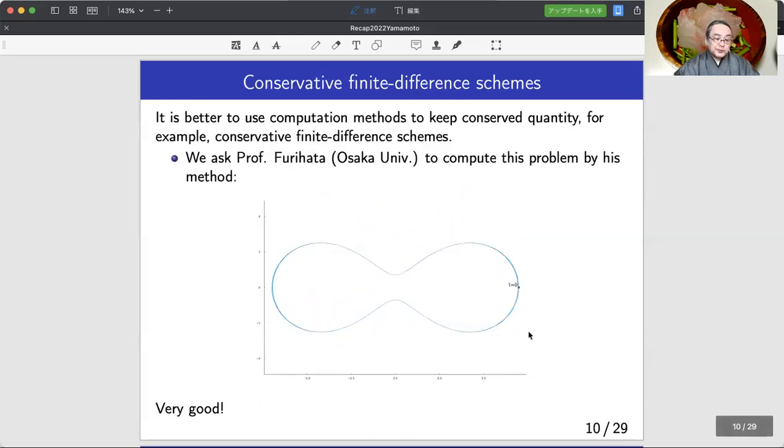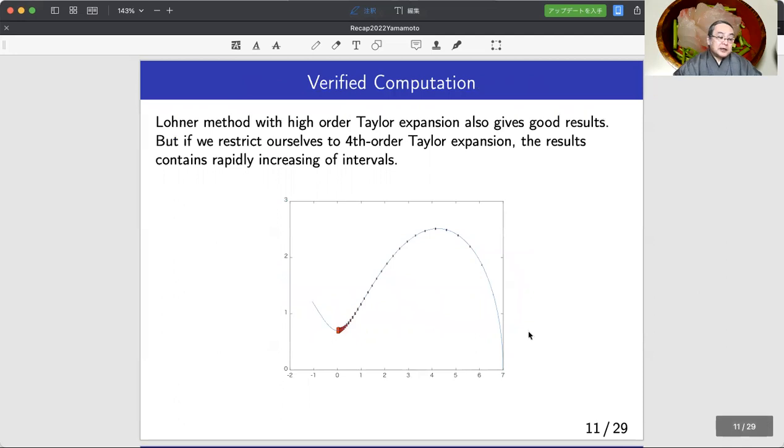It is better to use computation methods to keep conserved quantities. For example, a conservative finite difference scheme. We asked Professor Furihata in Osaka University to compute this problem by his method. This is the result, very good. In case of verified computation, a Lohner method with high order theta expansion also gives good results. But if we restrict ourselves to fourth order theta expansion, the results contain rapidly increasing intervals, like this.